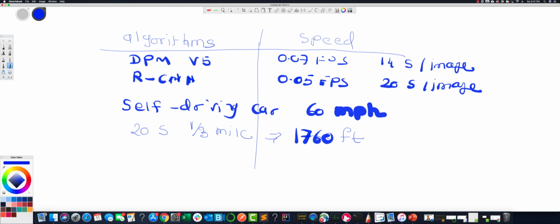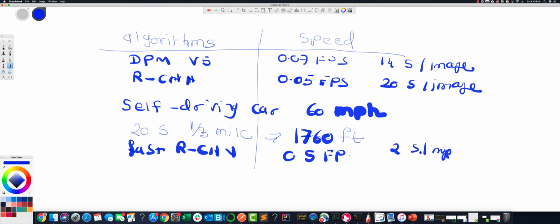Later on, a few more algorithms came along, like Fast RCNN. It can detect about 0.5 frames per second and takes about 2 seconds per image, and Faster RCNN is similar. This is still slow, because the car still travels up to 15 to 20 feet. So it's better, but it's still not good enough.